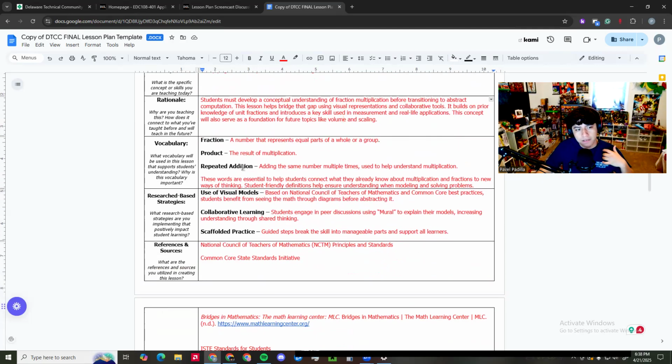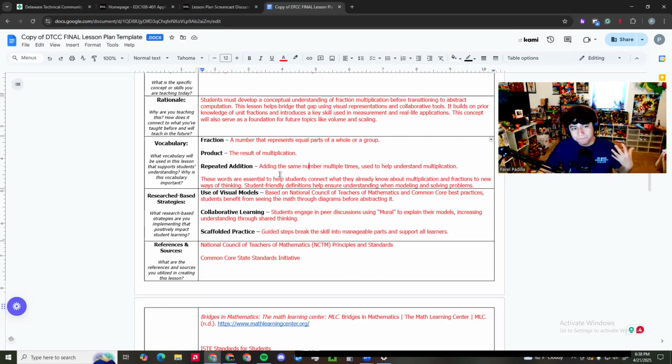My vocab here is: fraction, a number that represents equal parts of a whole or a group. My Math for Teachers 2, 3, and 1 friends will know all about this stuff. Product, the result of multiplication. Repeated addition, which is essentially the same as multiplication: adding the same number multiple times, used to help understanding multiplication.